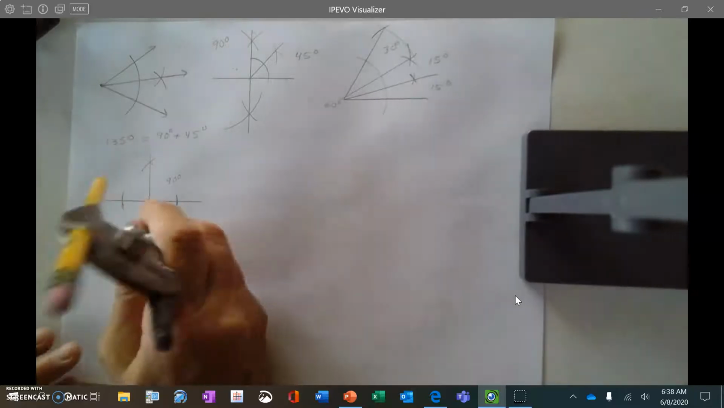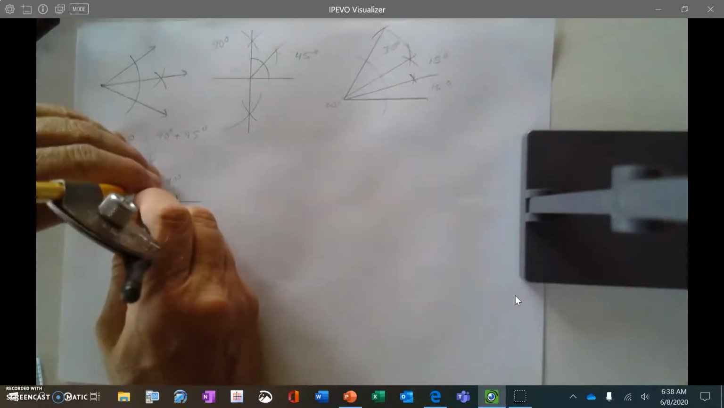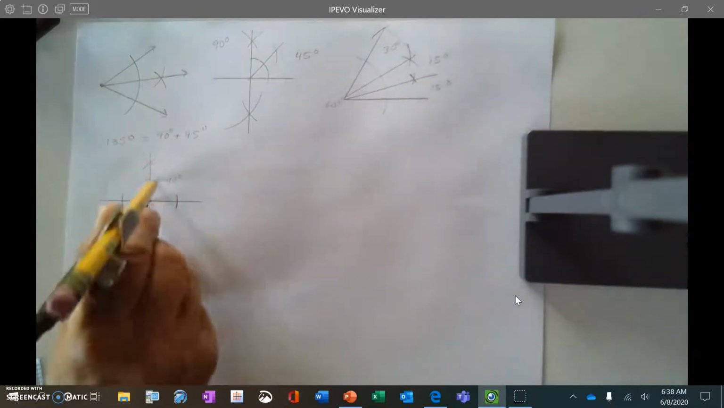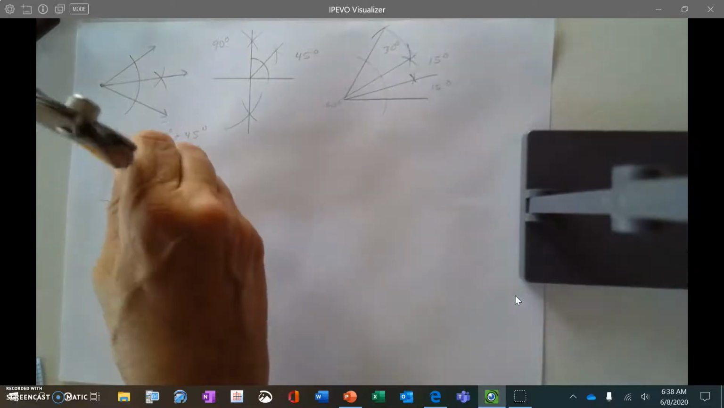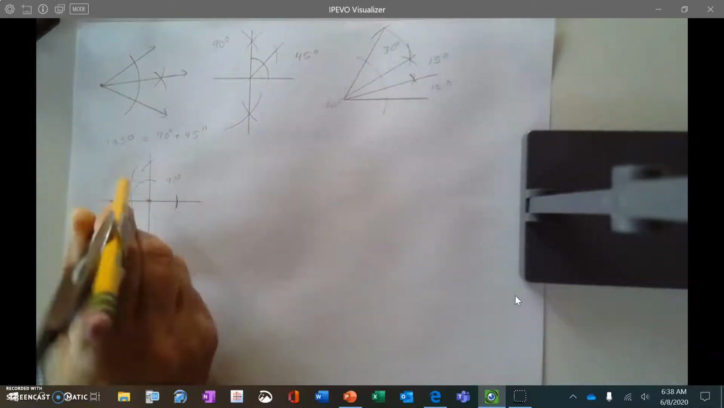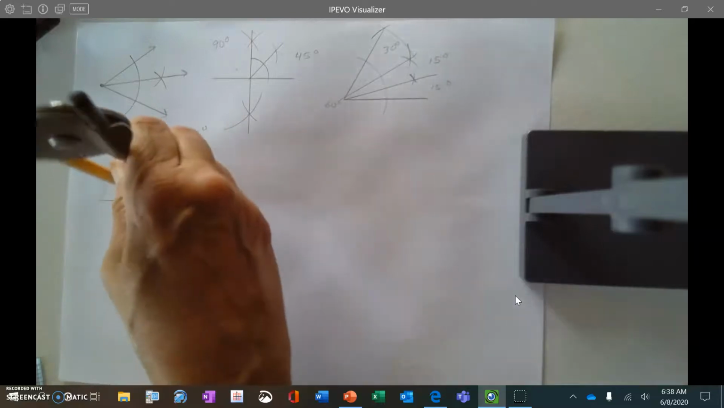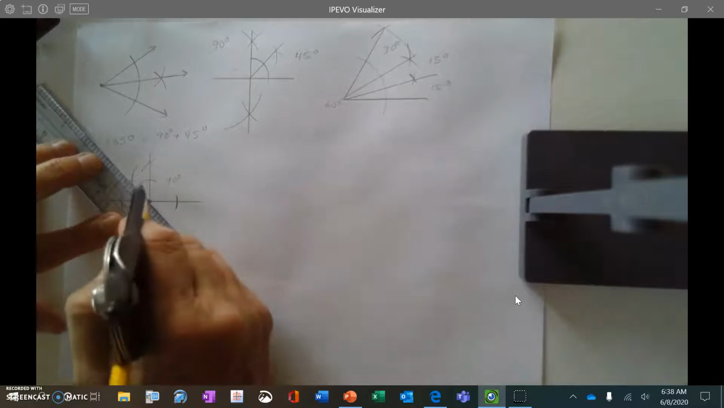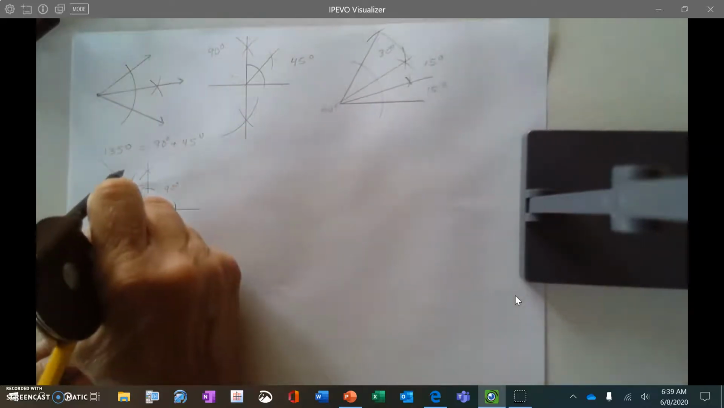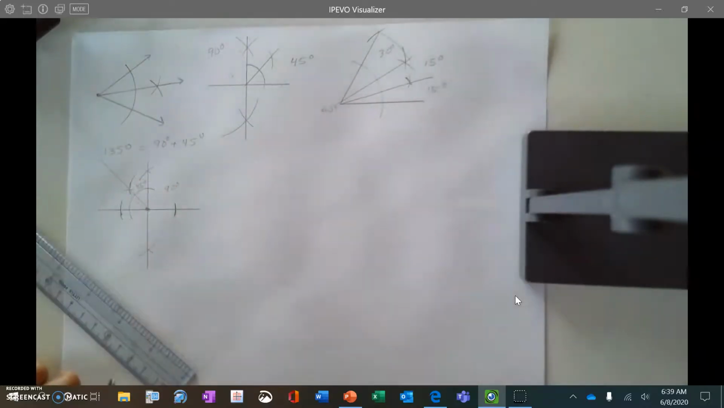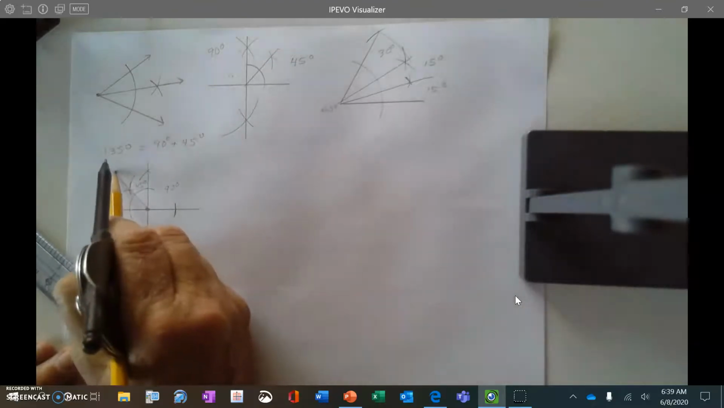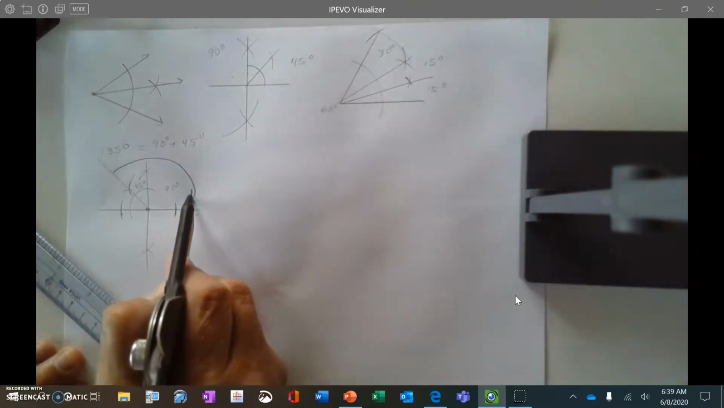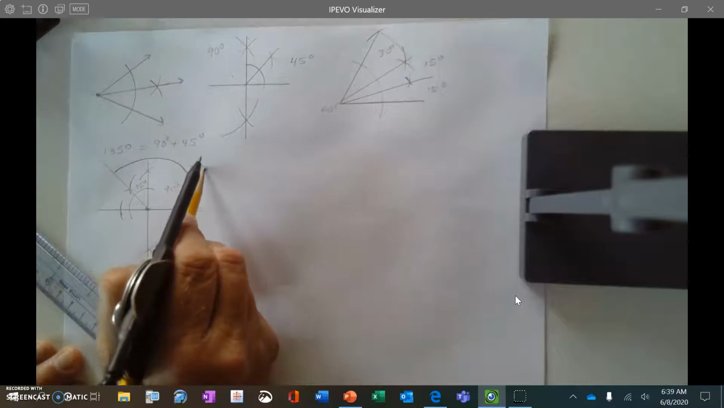And now I can do a perpendicular bisector of this 90-degree angle. Whoops. When you don't make the arc long enough, you just go back and make it longer. So there is now a 45-degree angle. Notice how I'm marking everything. And then for the teacher, I will say, this is my answer, 135 degrees.